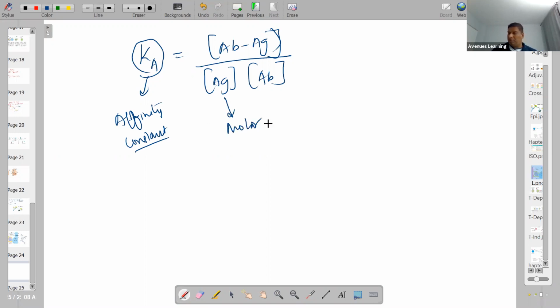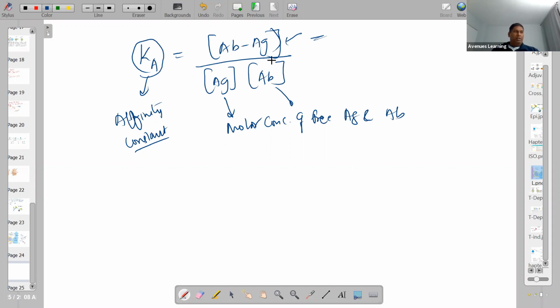Molar concentrations of free antigen and antibody. This is for antibody, this is for antigen, and this is for the antigen antibody complex.